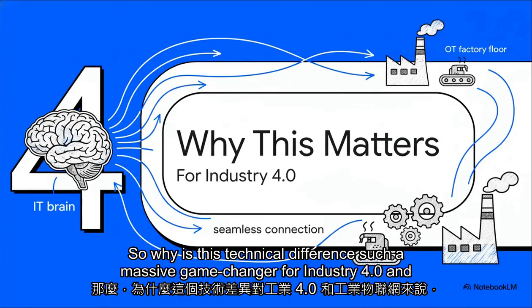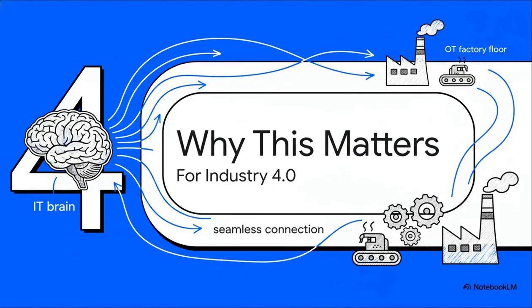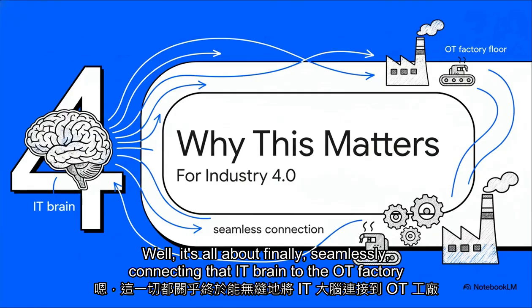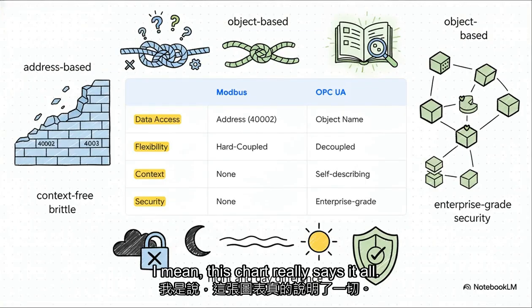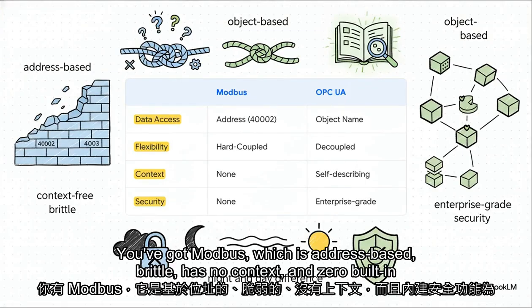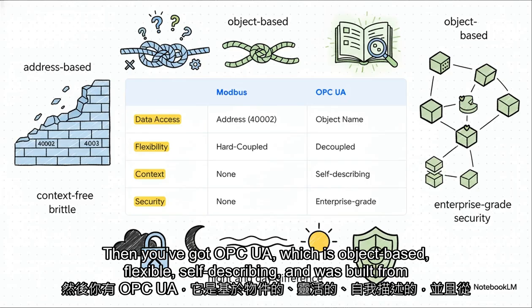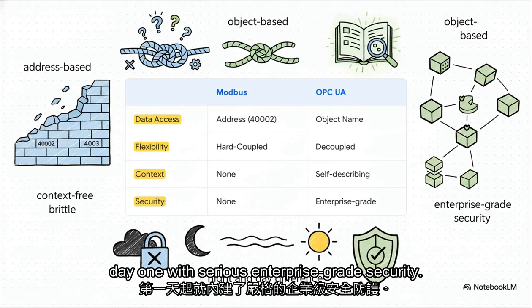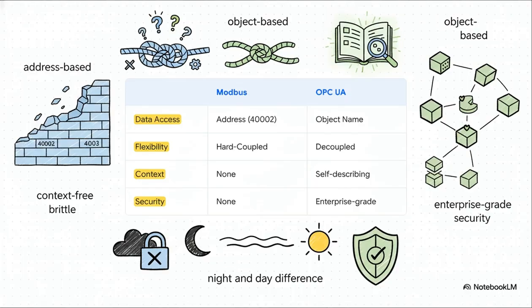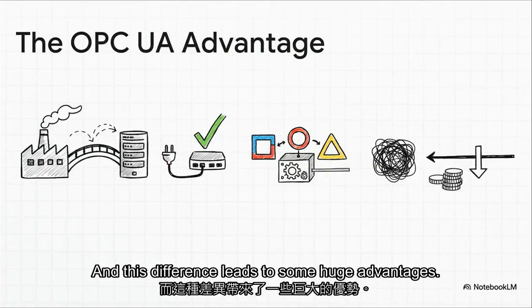So why is this technical difference such a massive game changer for Industry 4.0 and the industrial Internet of Things? Well, it's all about finally, seamlessly connecting that IT brain to the OT factory floor. I mean, this chart really says it all. You've got Modbus, which is address-based, brittle, has no context, and zero built-in security. Then you've got OPC-UA, which is object-based, flexible, self-describing, and was built from day one with serious enterprise-grade security. It's a night-and-day difference. And this difference leads to some huge advantages.